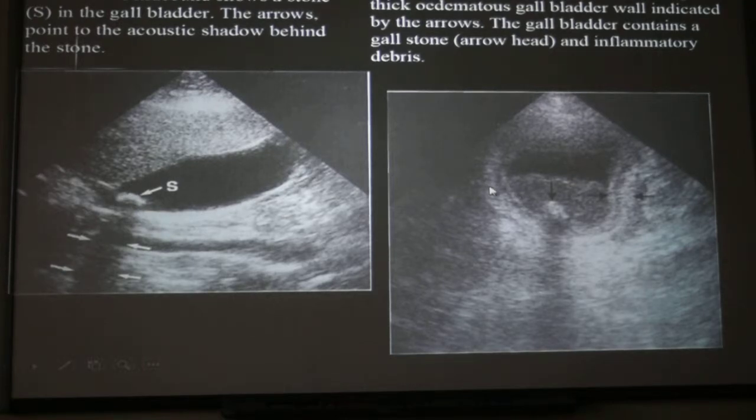We have all the other signs. You see the wall is thickened, the gallbladder is distended, you see there is debris inside. So these are all signs. Sometimes you will also see pericholecystic fluid. You see some fluid around the gallbladder. So these are all signs of an acutely inflamed gallbladder.